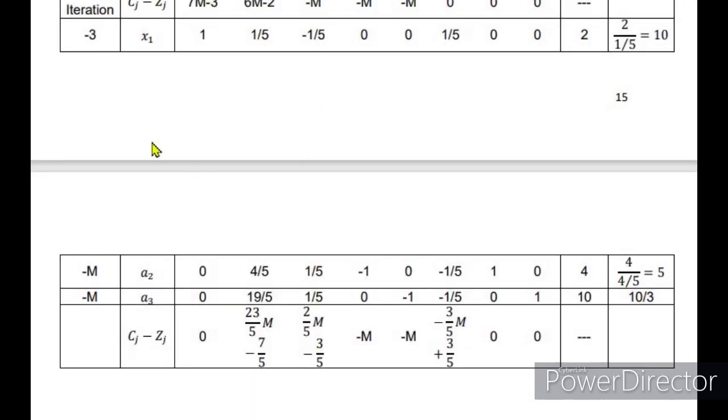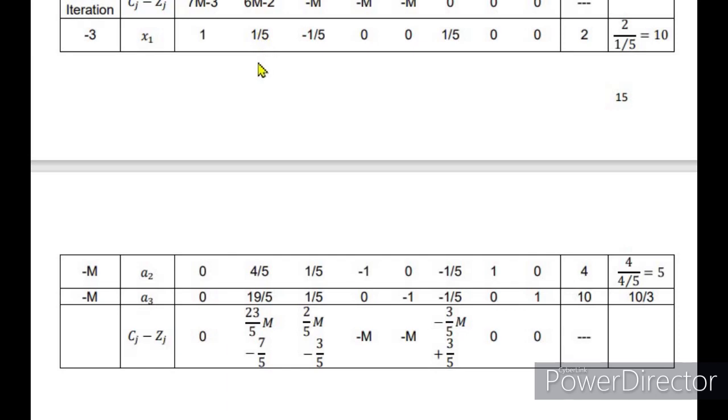Okay. So now we will compute the Cj minus Zj. So negative 3 times 1 is negative 3. So these two are zeros. Okay. So the numerical coefficient here is negative 3. So negative 3 minus negative 3 is equal to 0. So next, column x sub 2. Negative 3 times 1/5 is equal to negative 3/5.